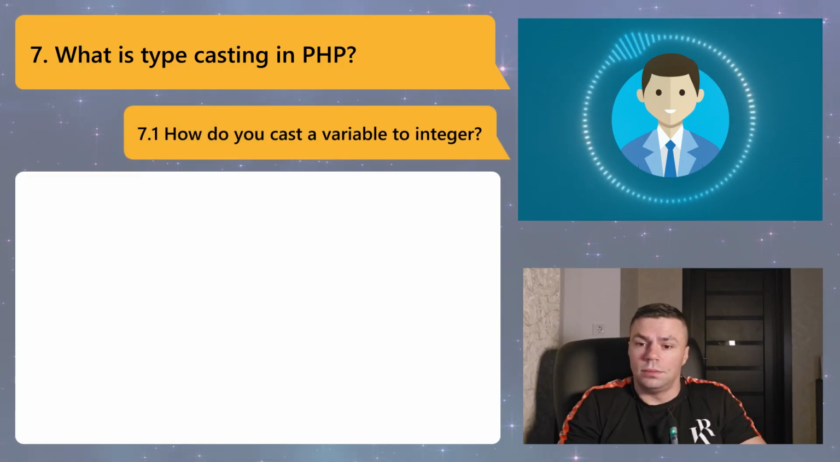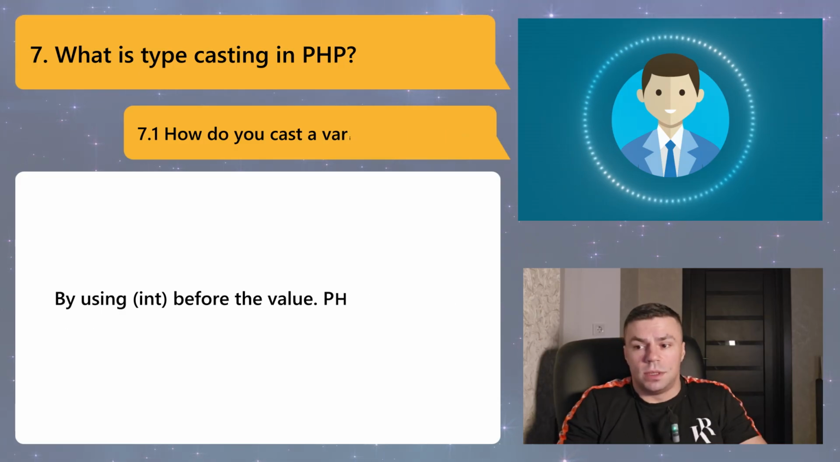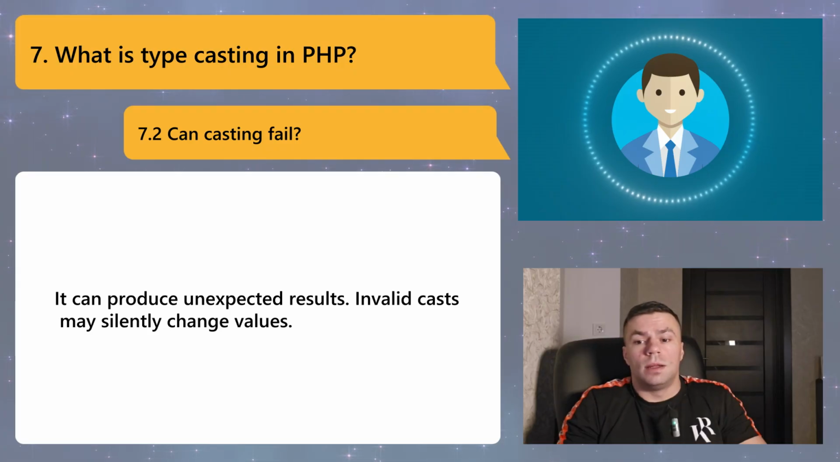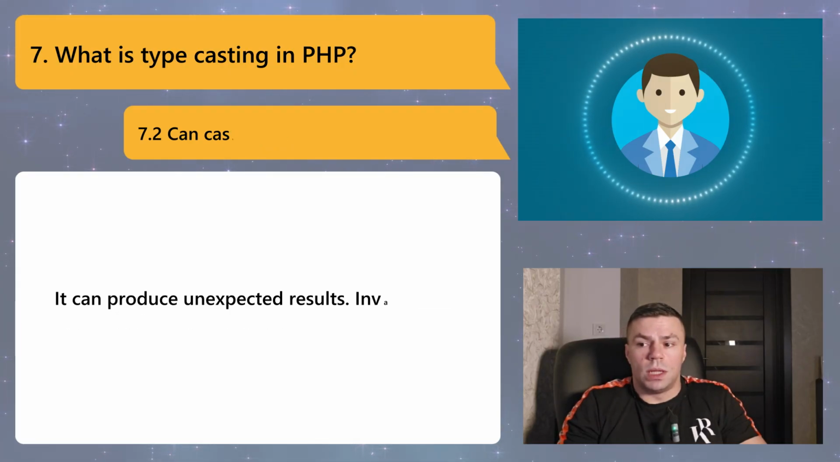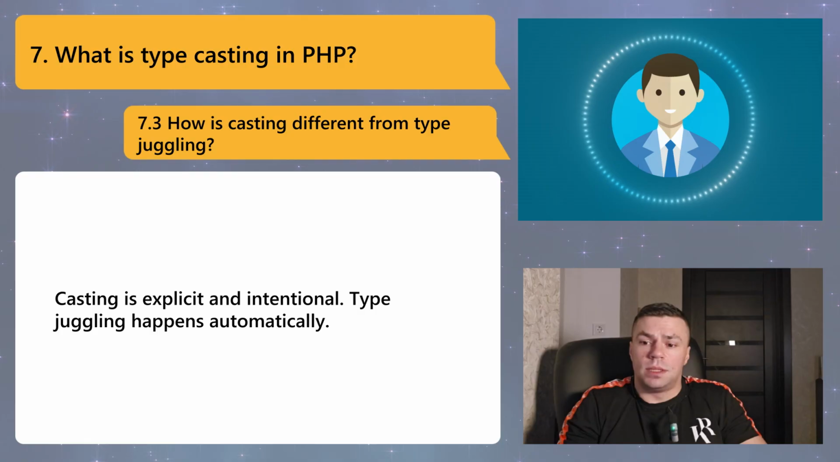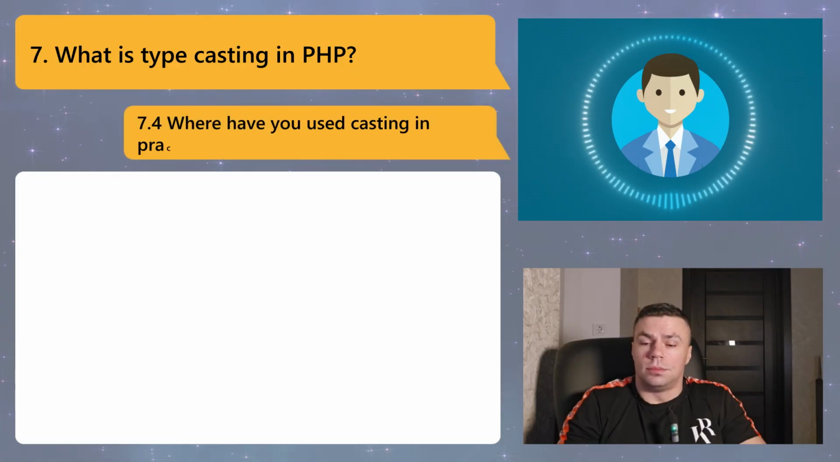How do you cast a variable to integer? By using (int) before the value, PHP converts it explicitly. Can casting fail? It can produce unexpected results. Invalid casts may silently change values. How is casting different from type juggling? Casting is explicit and intentional. Type juggling happens automatically.